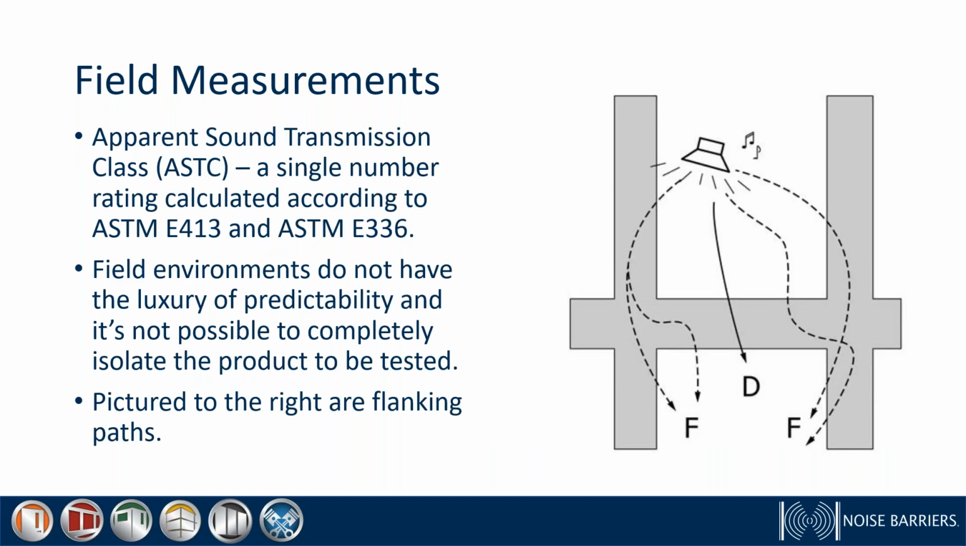So with field measurements, instead of STC, we have ASTC, which is also known as apparent sound transmission class. It's a single number rating, also calculated using E413, which is the broader classification, and then ASTM E336, which is going to be the field version of E90. So you're still measuring that airborne sound, but you're just measuring it in the field. So there are going to be different qualifications for that one.